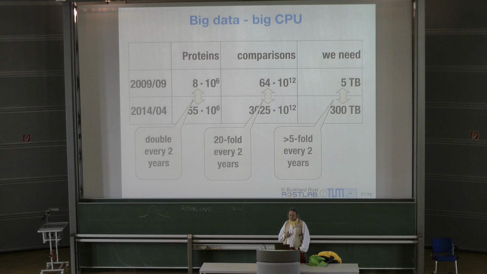It is also true for the storage that we need in order to keep those alignments. This is not the same jump because some of the stuff we throw away, but this is still a 5-fold increase every 2 years. And when we came here in 2009, 5 terabytes was a challenge, but you could still carry 2 hard disks with 5 terabytes. 300 terabytes is a challenge today. We cannot carry a hard disk with 300 terabytes, and you all know that.